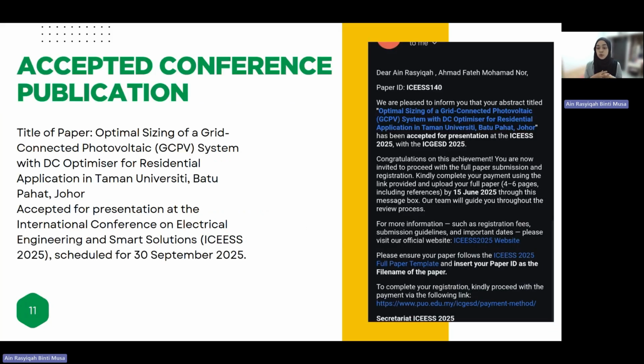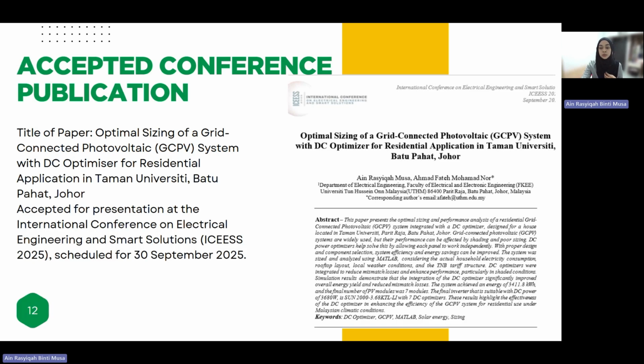And then I want to show that we have already had a conference publication accepted. The title of the paper is Optimal Sizing of a Grid-Connected PV System with DC Power Optimizer for Residential Application in Taman Universiti, Johor. The paper has been accepted. We sent the abstract, and then we completed the full paper. So here I will show a bit.